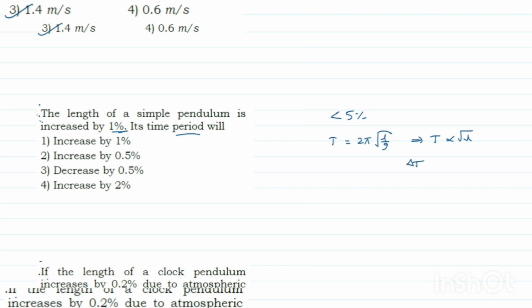That means for small changes we can write delta T by T into 100 equals L power 1 by 2, which is 1 by 2 into delta L by L into 100. In the question this percentage is given as 1%. So the change in time period is 1 by 2 of that, which is 0.5%. Length is directly proportional to T, so it is a plus value, so the time period increases by 0.5%.